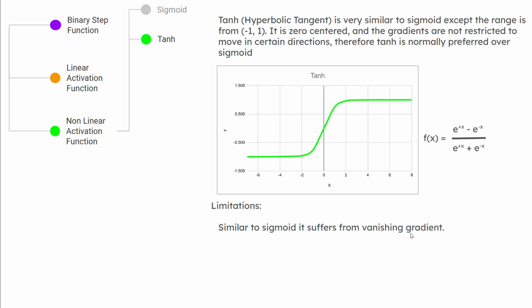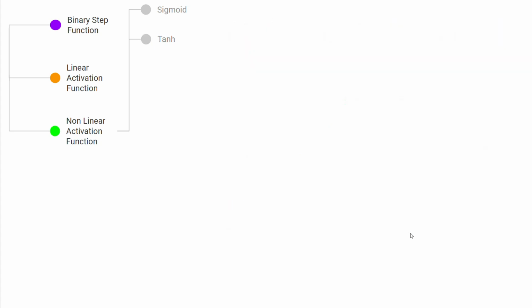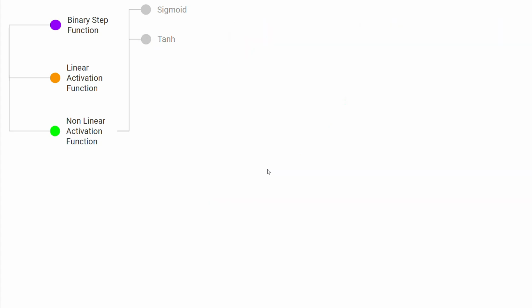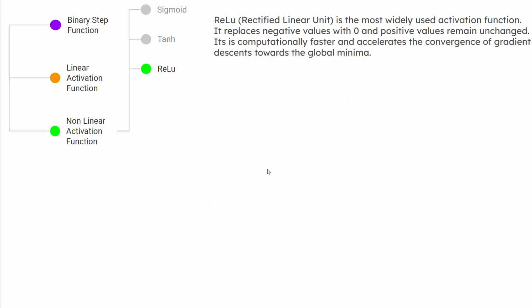Okay, so next, to prevent this issue, we have the ReLU function. Oh, no, sorry, it is not the issue of being non-trainable. Okay, so in the ReLU, ReLU is the most widely used activation function.